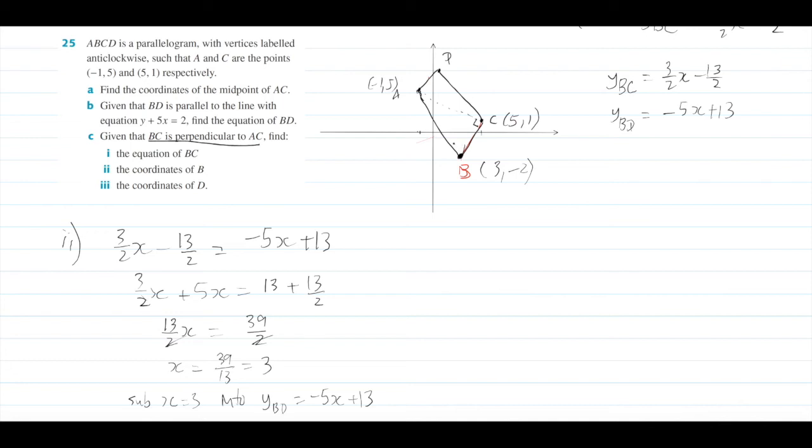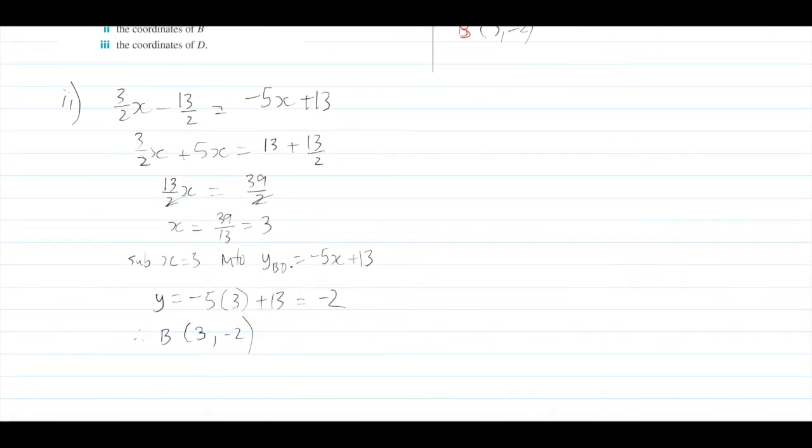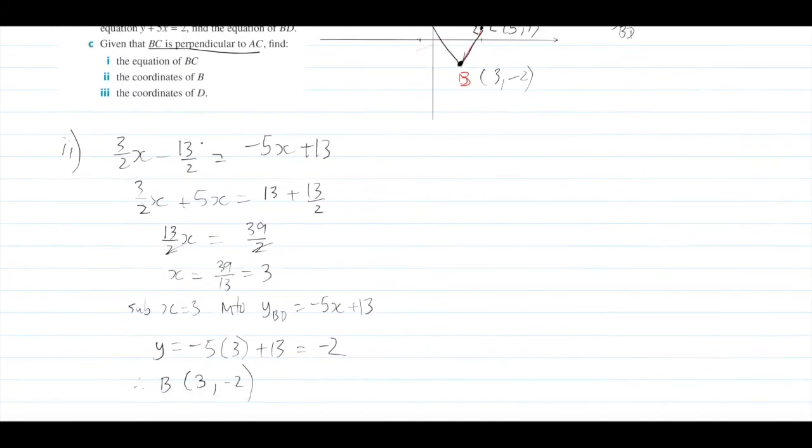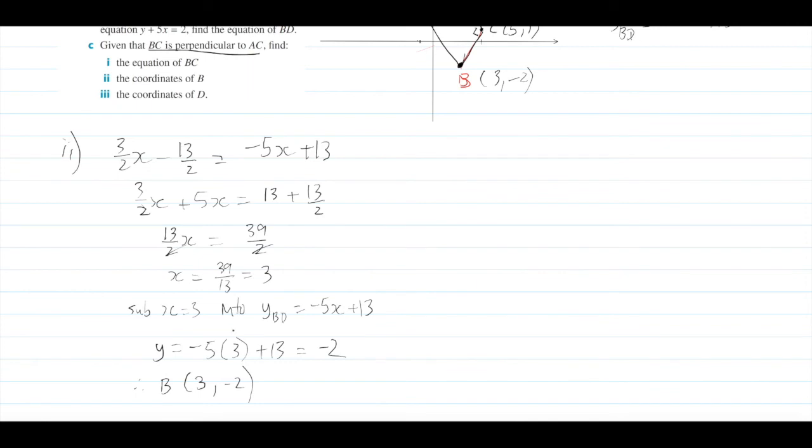There we go. Even if we don't check our answer again, it's fairly comfortable because it matches our graph, and it matches our algebra as well. Okay, so that's part I, guys. Point B is (3, -2).